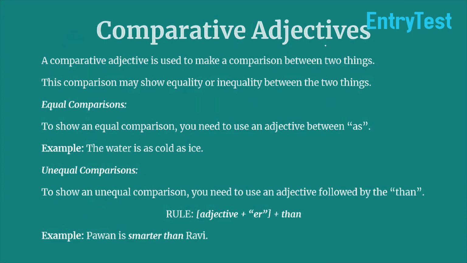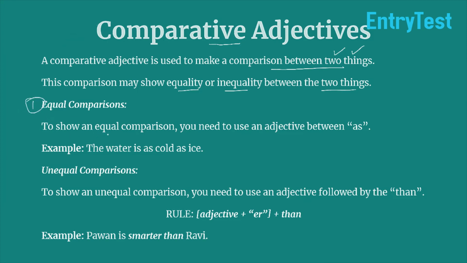We'll move forward now. Next, we'll discuss comparative adjectives, which is very easy, you will understand it quickly. A comparative adjective is used to make comparison between two things. Now here two things are necessary because we want to make some comparison. This comparison may show equality or inequality between the two things. They can be equal or not equal. So first let's discuss equal comparisons.